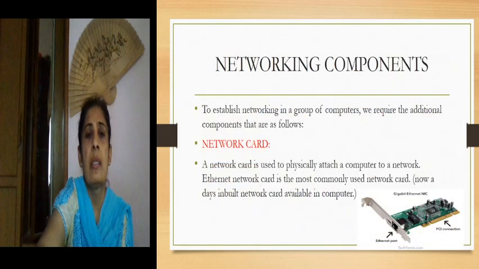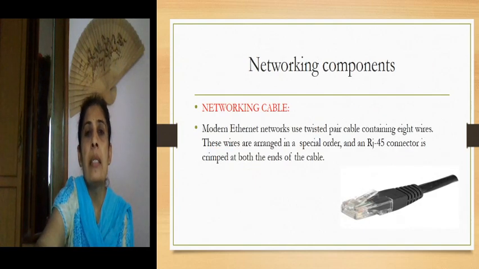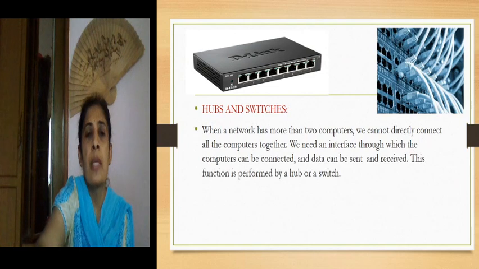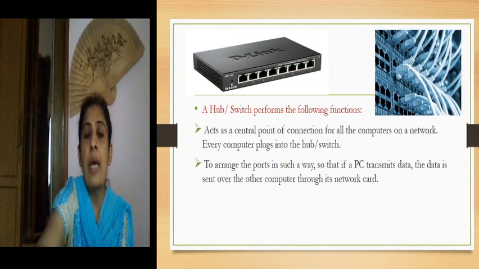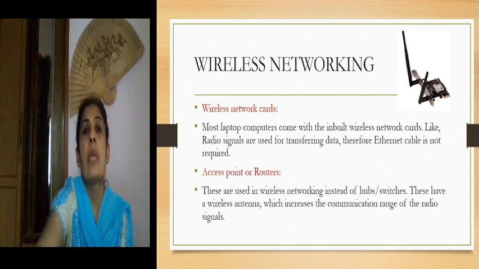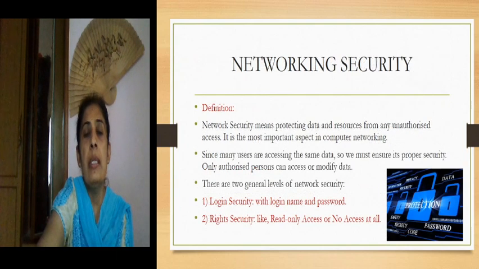Then networking components. Physical networking is available and wireless is also available, depending on your networking system. You have to use components like a network card, networking cable, hubs and switches. These are all needed for a physical networking system. If it is a wireless networking system, then you have to use a WAP or access point, or a router. So these are all components for networking.